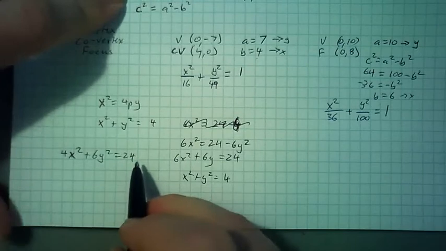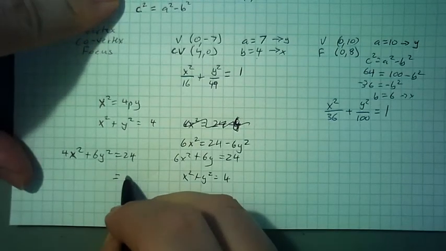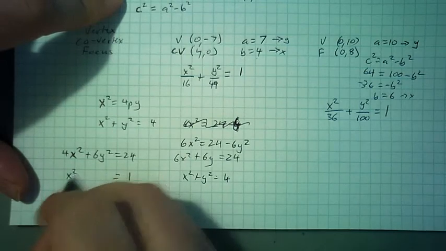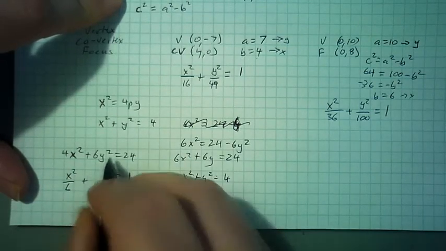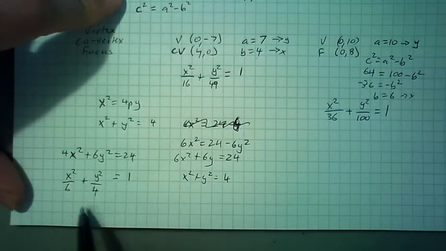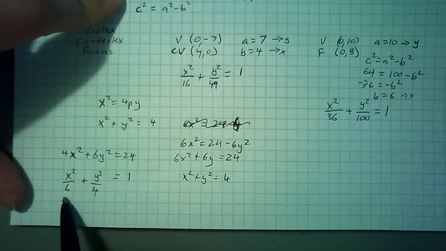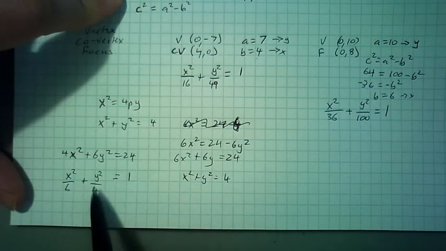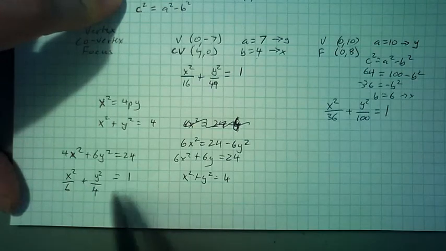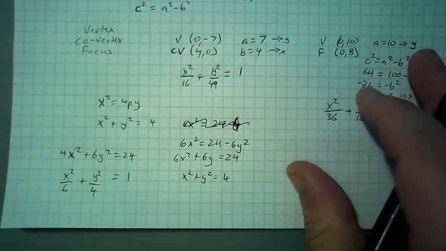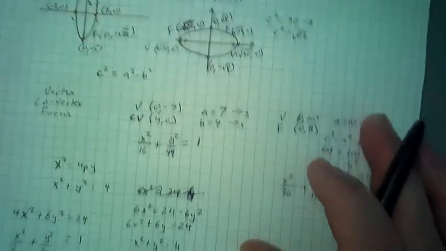So in that case, you want to get a 1 on the other side to produce your fractions that are informative. 4 divided by 24 is 1/6, and 6 divided by 24 is 1/4. So this is an ellipse. Right, and so then the square root of 6 is how wide it is, and 2 is how tall it is. Okay, that should be enough to get you started for ellipses. So good luck.